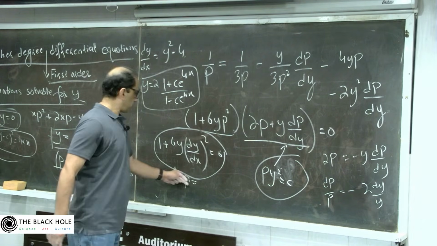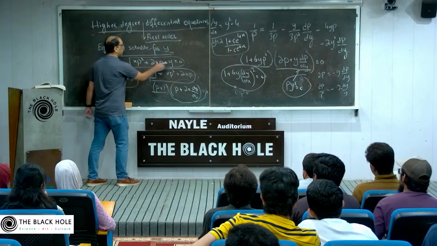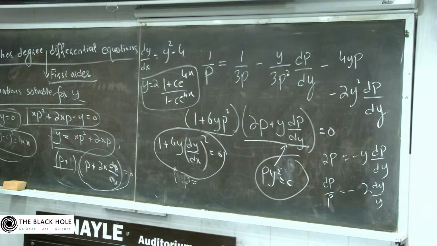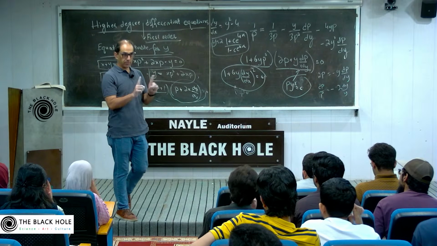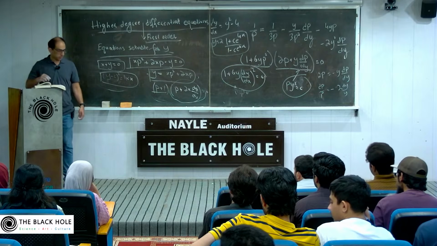Sir, can you please explain again what the difference was between the equation solvable for y, p, and x? This is the difference: over here x and p appear twice, y appears once. In the other, x appears once, y and p appear twice. Okay? Now let me just get done with the last part, and then you can ask here. Okay, go ahead.